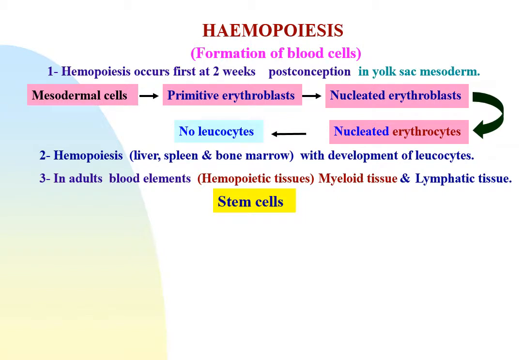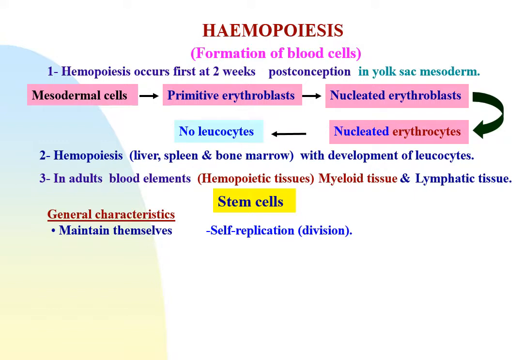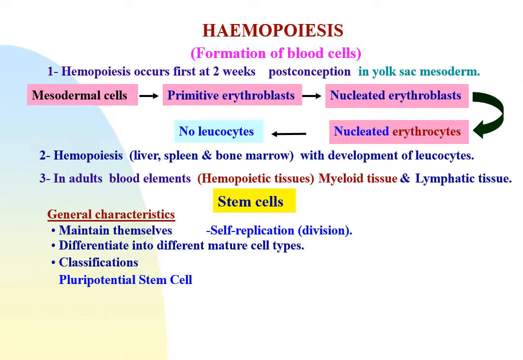Stem cells. General characteristics. These are the cells that can maintain themselves through self-replication or division and can differentiate to the different mature cell types. Classifications. In the bone marrow, there is the pluripotential stem cell, which is also called totipotential hemopoietic stem cell, giving rise to all types of blood cells.